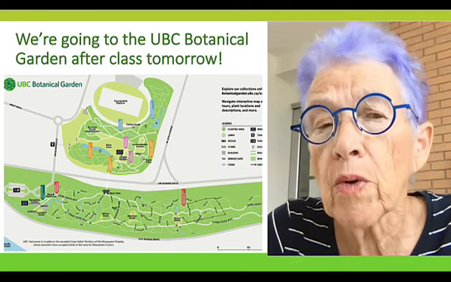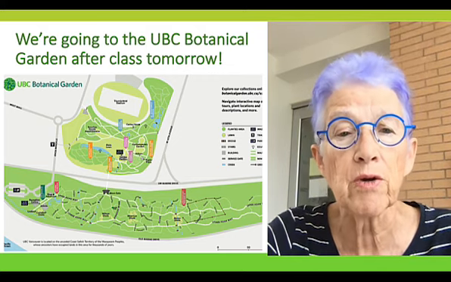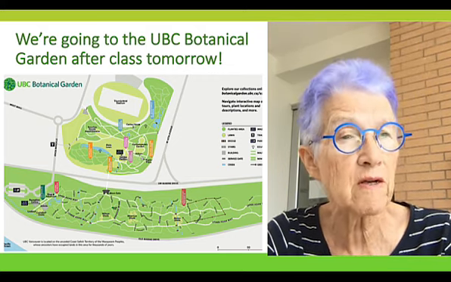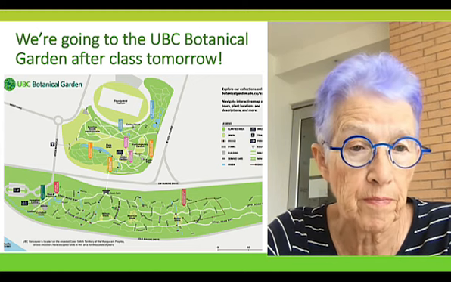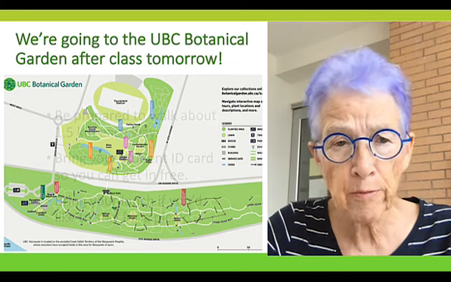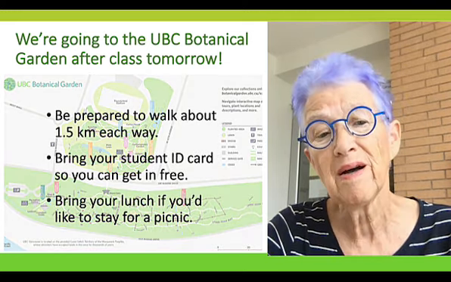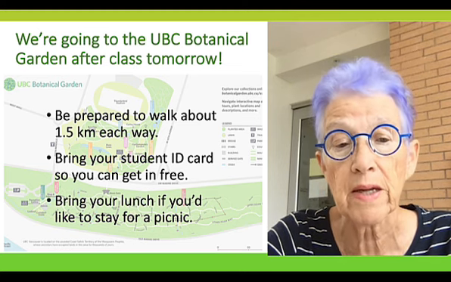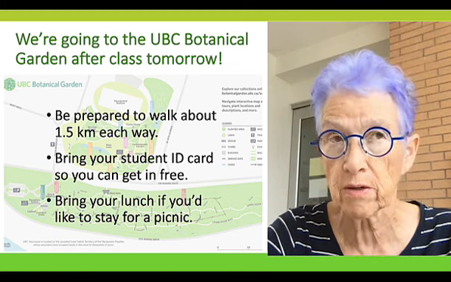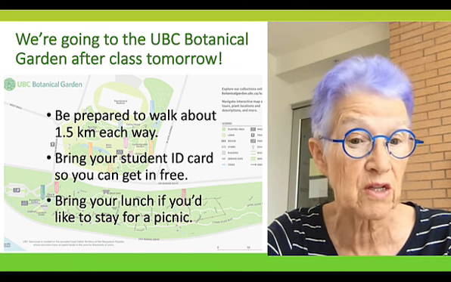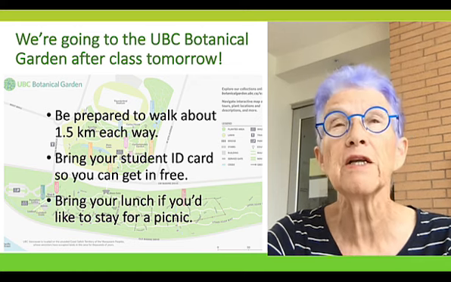So that's all I want to talk about what's coming up in the next lecture, except to let you know that we're going to have a relatively short class, and then we're going to the UBC Botanical Garden. And in preparation for that, you should be prepared to walk about a mile, a kilometer and a half each way. You need to bring your student ID card so you can get in for free. Your ID card gets you in free to a whole lot of things on campus. And if you'd like to stay for a picnic, you should bring your lunch.